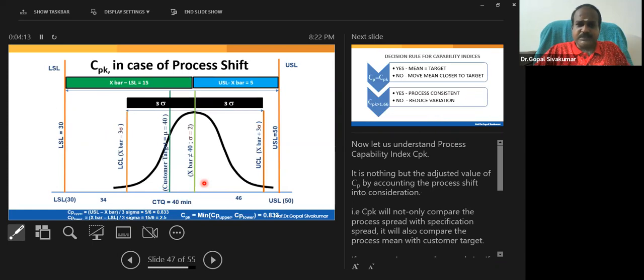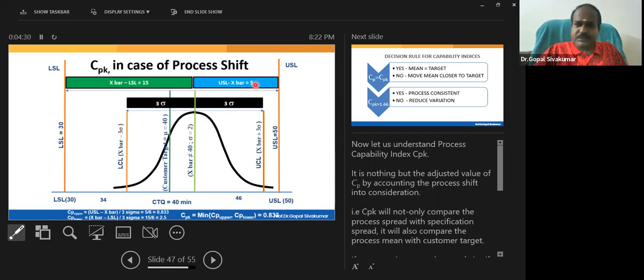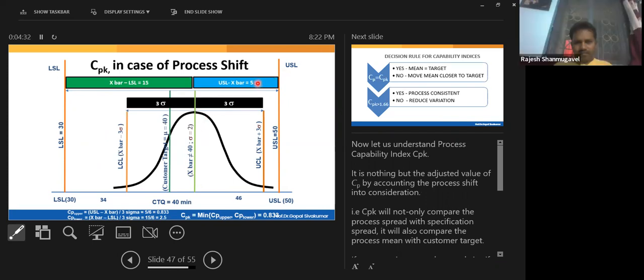Imagine your process is shifted to the right side. Now tell me, which one will get affected? The blue bar or the green bar? Which one is reducing now? Blue bar. The blue bar is reducing. So the blue bar now captures your risk. The blue bar is able to capture your risk.